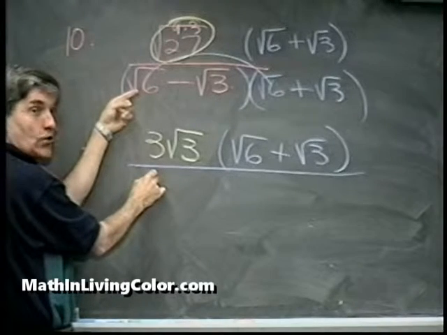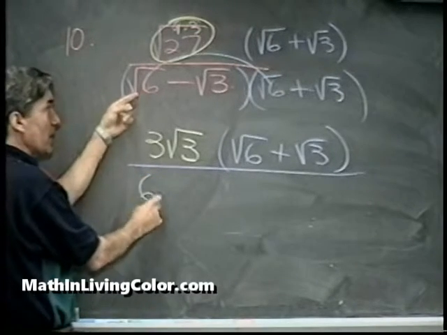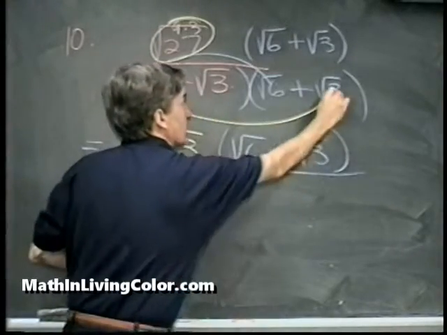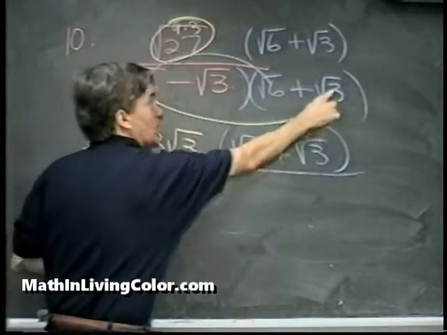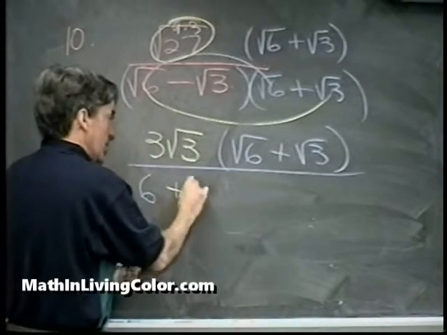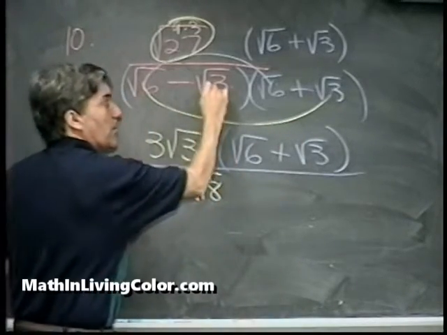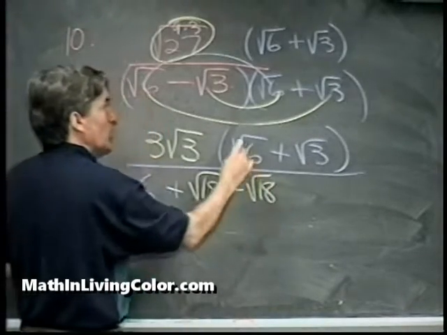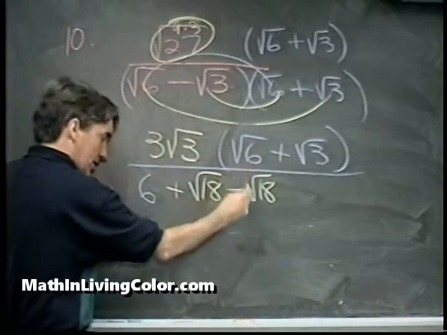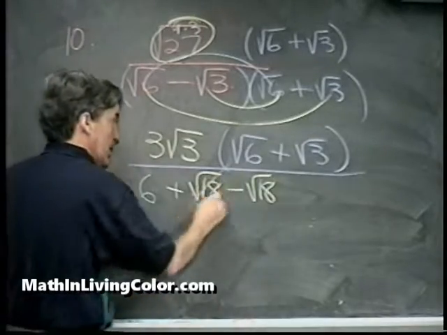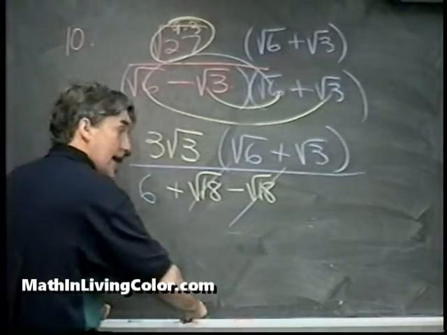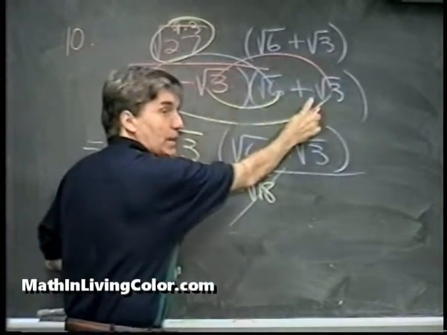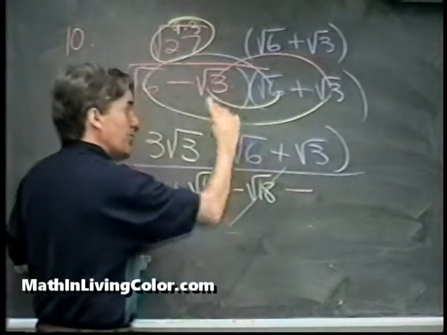Radical 36, or 6. And then the outer times outer, and the inner times inner. Outer times outer would be radical 18 minus radical 18, which subtracts out, doesn't it? Yeah. Okay, that's good. Subtracts out. And then the last times last is a negative times a positive, which is a negative 3.